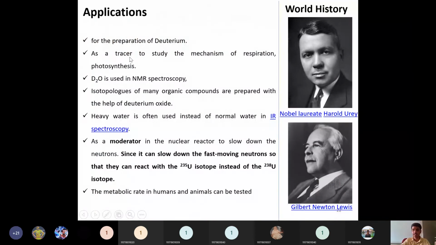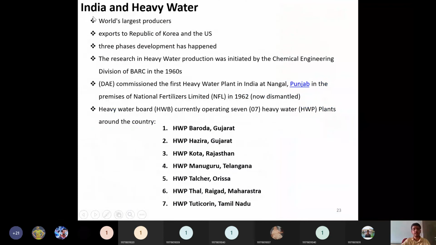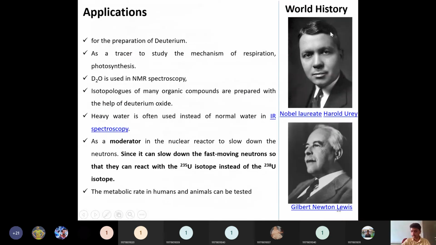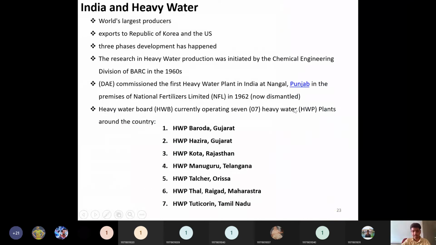Then what are the applications of heavy water? All these applications you have to define. Then after that, this is not required for your knowledge. I have given the old history, these names, and the heavy water boards. Where are they located in India? What is the heavy water board? What are heavy water plants?